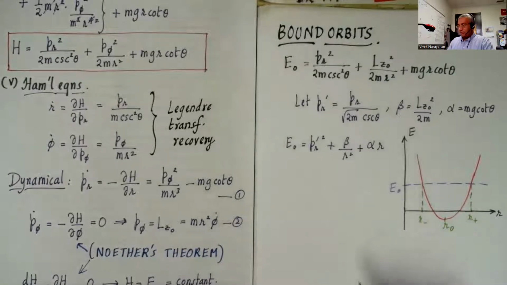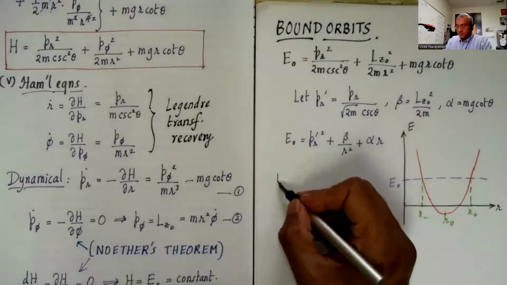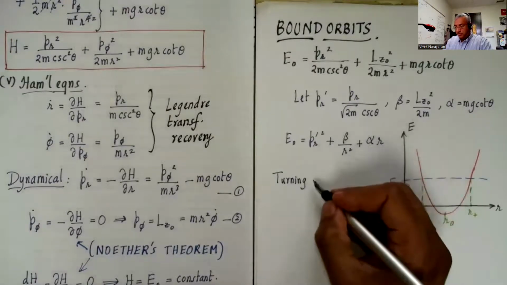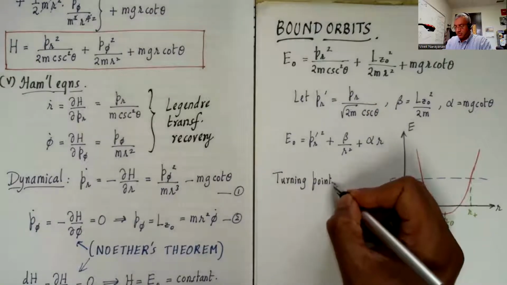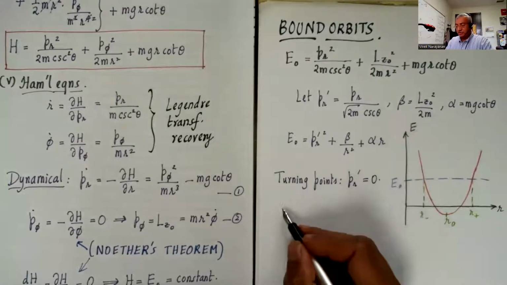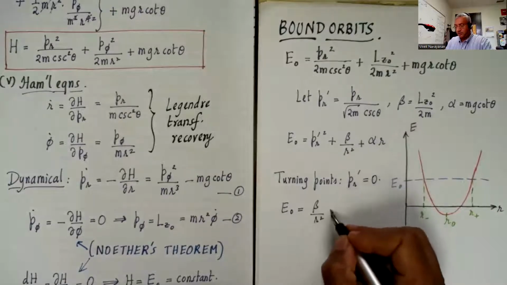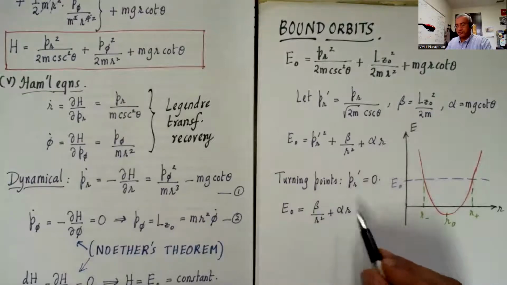All right, now, to find the turning points, I'll set the radial momentum, or the scaled radial momentum, equal to 0. They're defined as points where that happens. And so my equation looks a little bit simpler. E naught equals beta over r squared plus alpha r, where beta is positive and alpha is positive. Just keep that in mind.